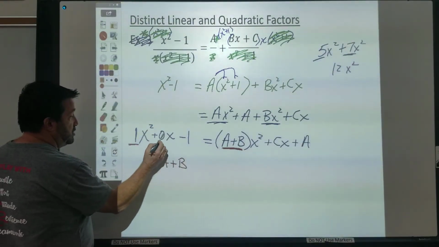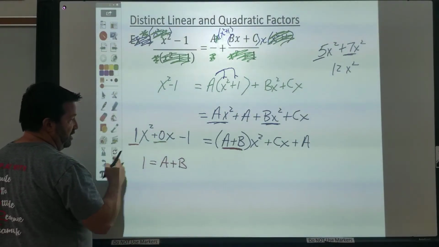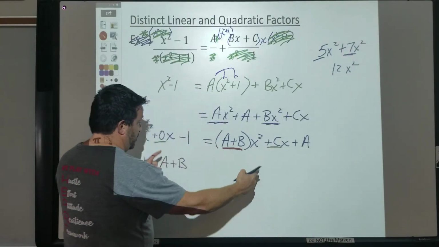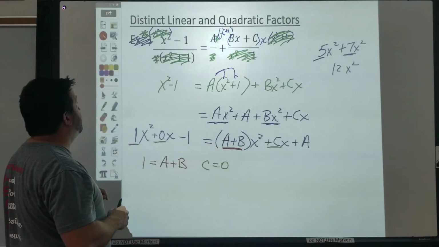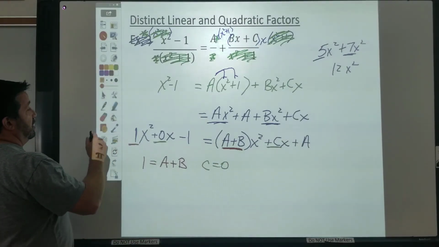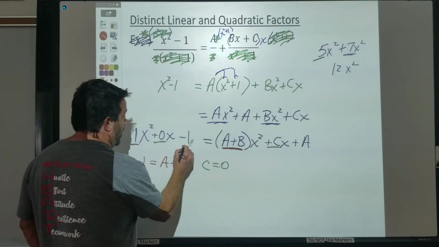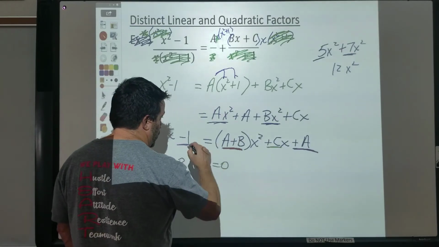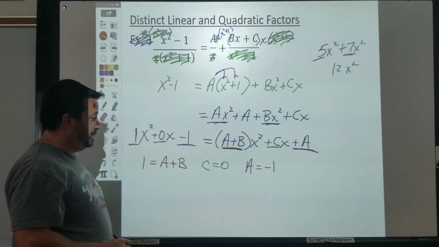Now, likewise, that x has a 0 in front. There's a reason I did that. It has a 0 in front. That means this x has a c in front. Those have to be equal to each other. So c is equal to 0. And then lastly, I have this minus 1 is my constant at the end. This is my constant at the end. So a and negative 1 correspond with each other. So a is negative 1.